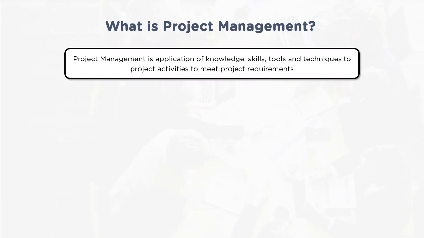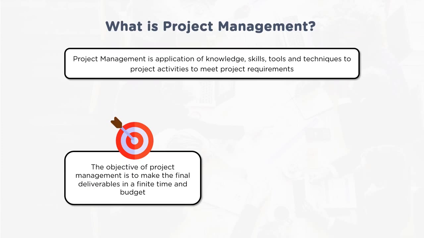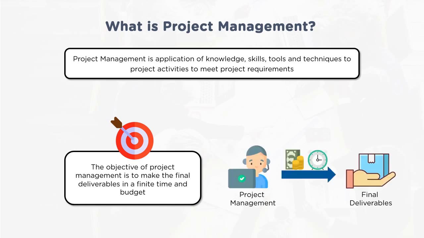So what is project management? As defined in PMI's PMBOK, project management is application of knowledge, skills, tools and techniques to project activities to meet project requirements. Every project will have an objective to accomplish. Similarly, the objective of project management is to make the final deliverables in a finite time and budget. This involves having a clear understanding about the deliverables of the project and the required resources for the project, in terms of human resources, technical resources, financial resources, etc. The project manager should have a full picture of those aspects.